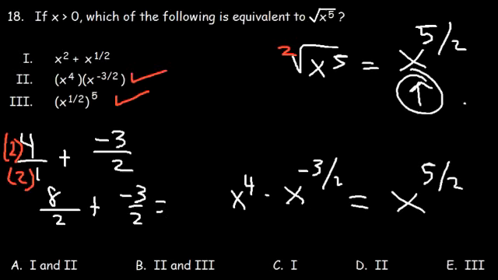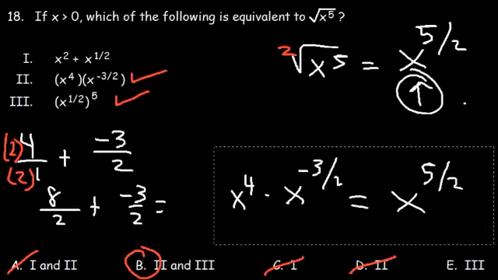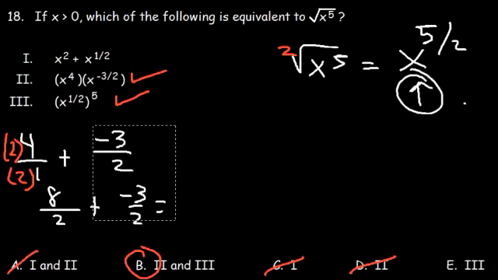So we can eliminate answer choices A, C, and D because they don't have number 3, which we know to be true. So at this point, we know 2 and 3 are true. So we can clearly see that B is the answer without even looking at number 1. Now, number 1 is not true.